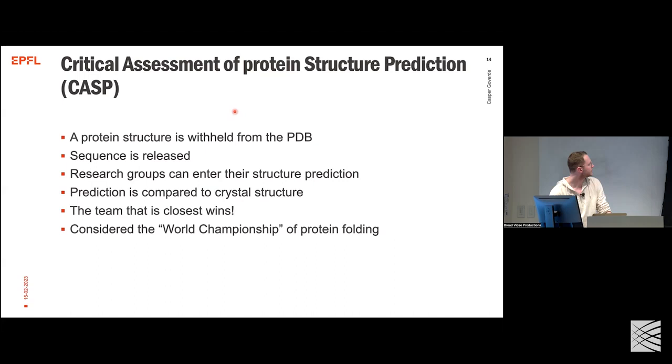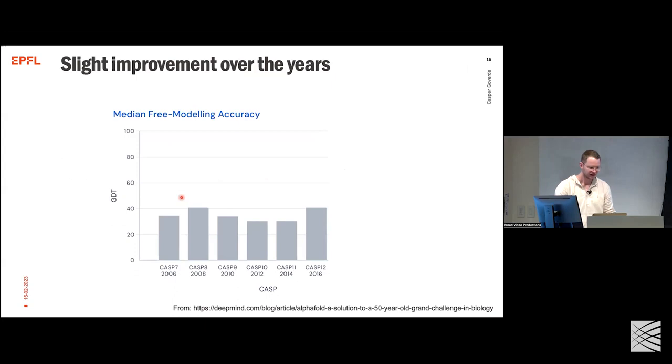So what they do is they have a group that wants to apply a protein structure to the PDB, but they hold it back. They hold it back for CASP, and they only release the sequence. And then a research group can enter this competition. They can give a prediction of the structure. They send it to the jury members, and then they will measure how accurate they are in their prediction. And this is considered the World Championship of protein folding.